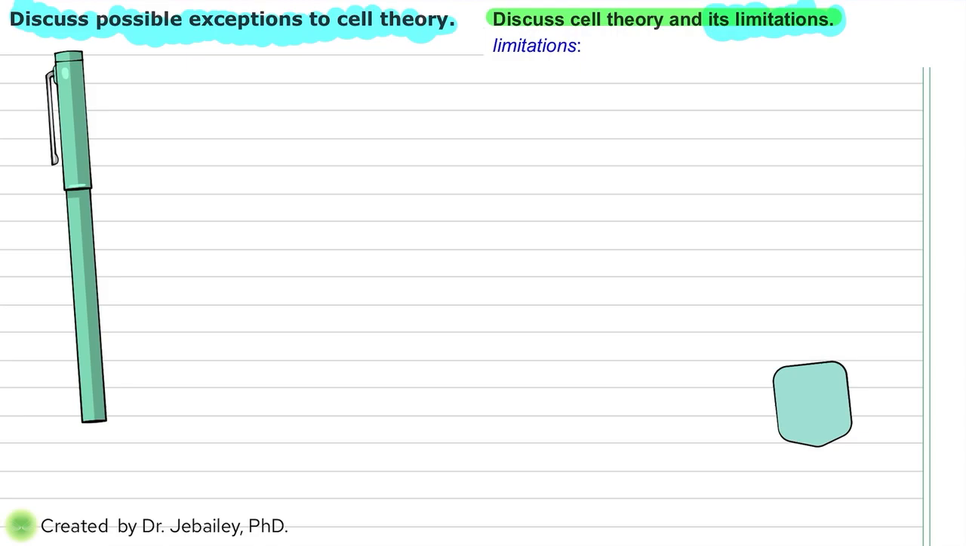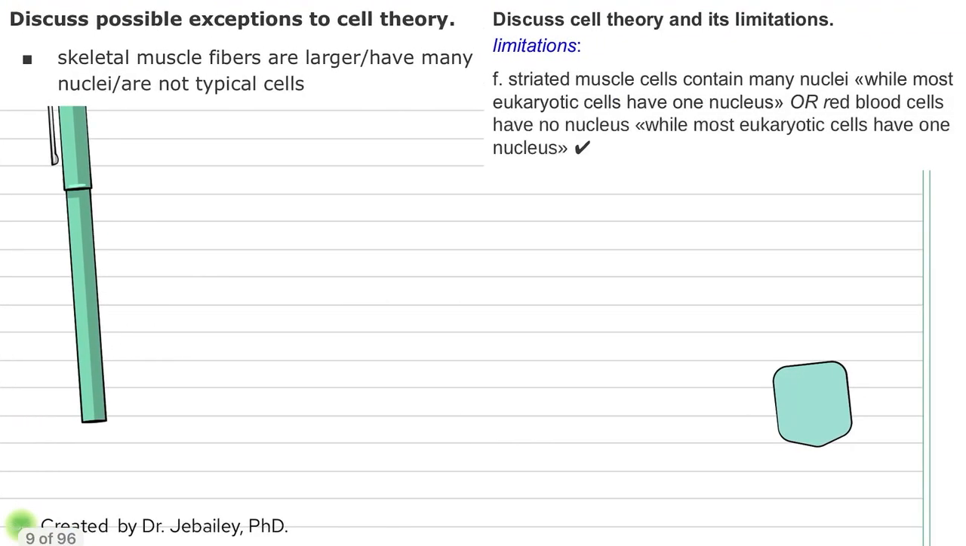In this case, let's start. So here is what we get on each side. One side here says that skeletal muscle fibers are larger, have many nuclei, and are not typical cells. It doesn't mean you have to write those 3 sentences. You can say the skeletal muscle fibers are larger than the usual cells, or you can say skeletal muscle fibers have many nuclei, which is not normal like the other cells. All the other cells have 1 nucleus. The skeletal muscle in this case has many more. That's one of the exceptions.